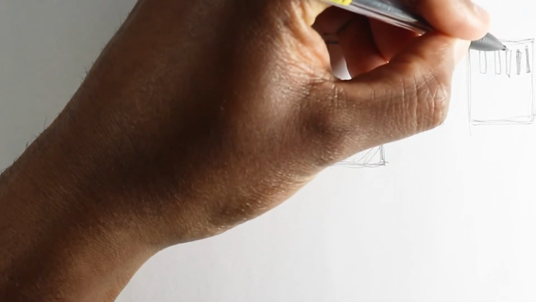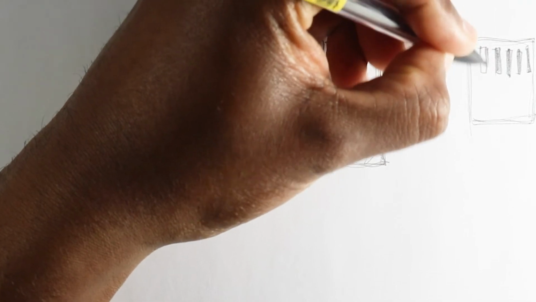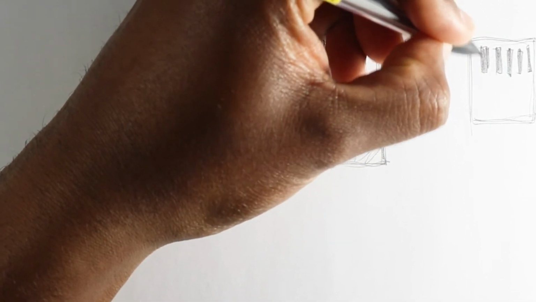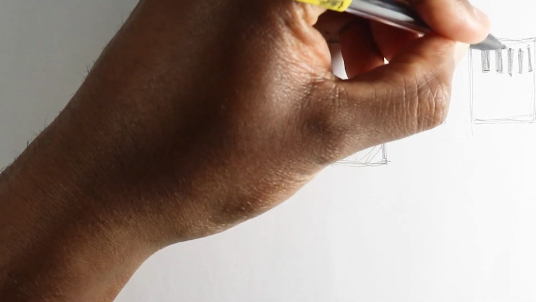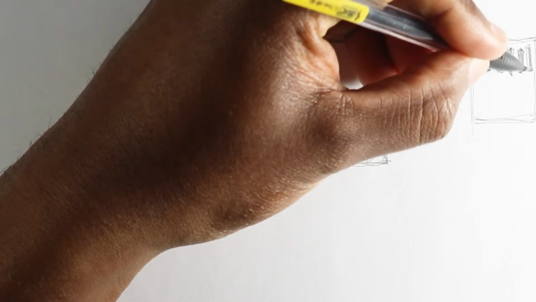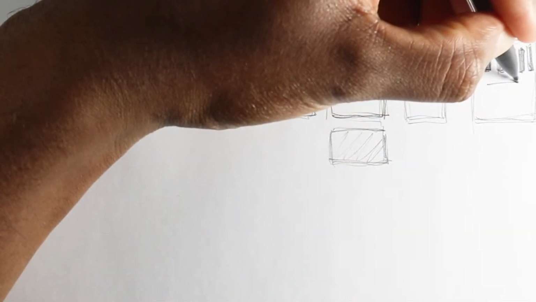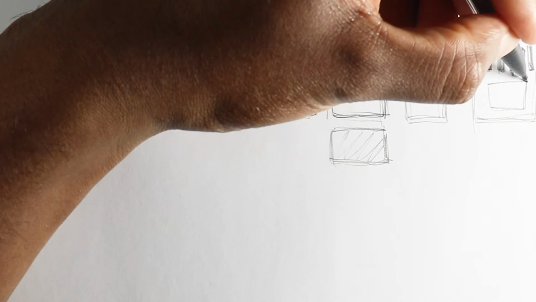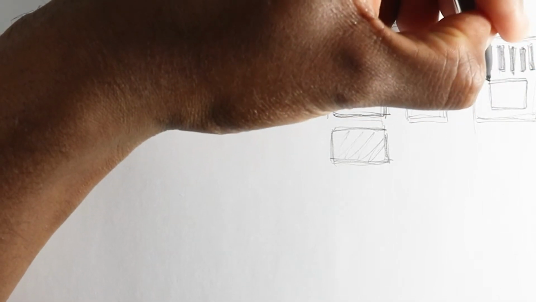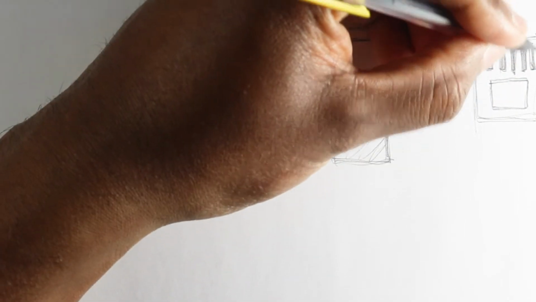Just rectangular lines that go maybe 3/4 of the way down the length of the body, and then one empty rectangle here to indicate, I guess, like a battery pack or something like that. So that's the back of BMO.